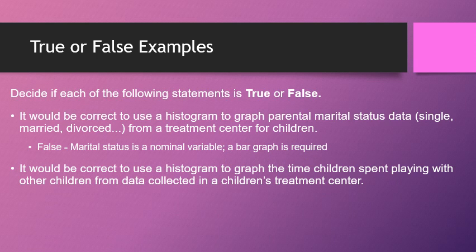Okay, so the first one is false. Marital status would be a nominal variable, and you have to use a bar graph for nominal data. The second one is true. Time is a continuous variable, it's an interval variable, and you do use a histogram or a polygon for interval variables.